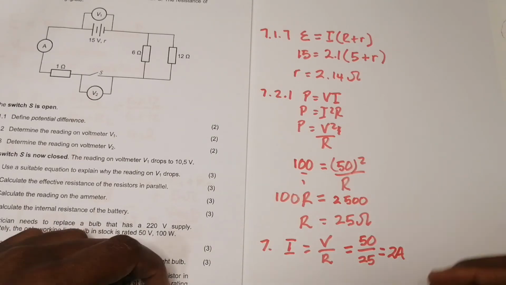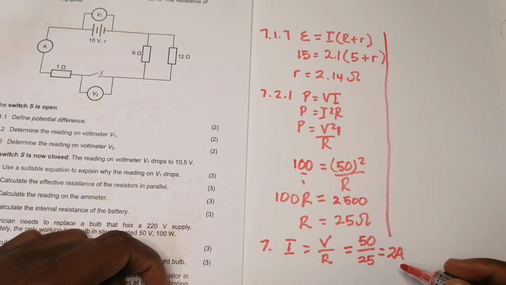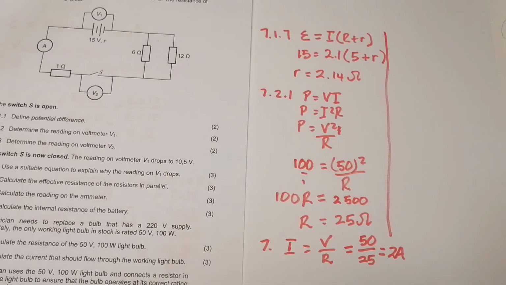I'm just going to complete the rest of the questions over this side. So that's the amount of current that should flow there. All right, so they say that the electrician uses the 50 volt, 100 watt light bulb, and connects a resistor in series with the light bulb to ensure that the light bulb operates at its operating rating when connected to a 220 volt supply.